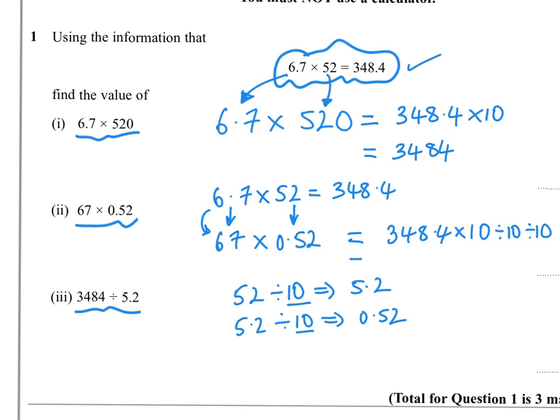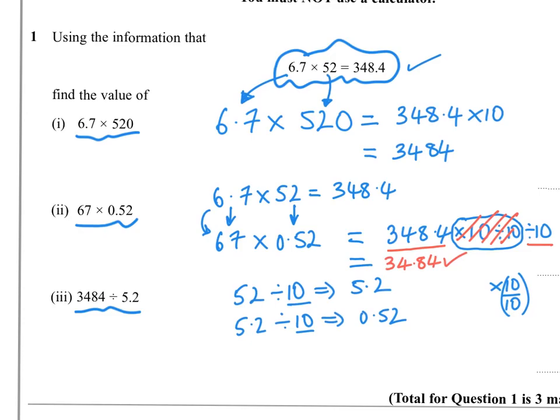So what would the answer be? Well, if we times something by 10 and then divide by 10, we're actually doing nothing to it, we're just timesing it by 1. So these are as good as cancelled out. So all we're left with is 348.4 divided by 10, which must be 34.84, and that should be the answer.